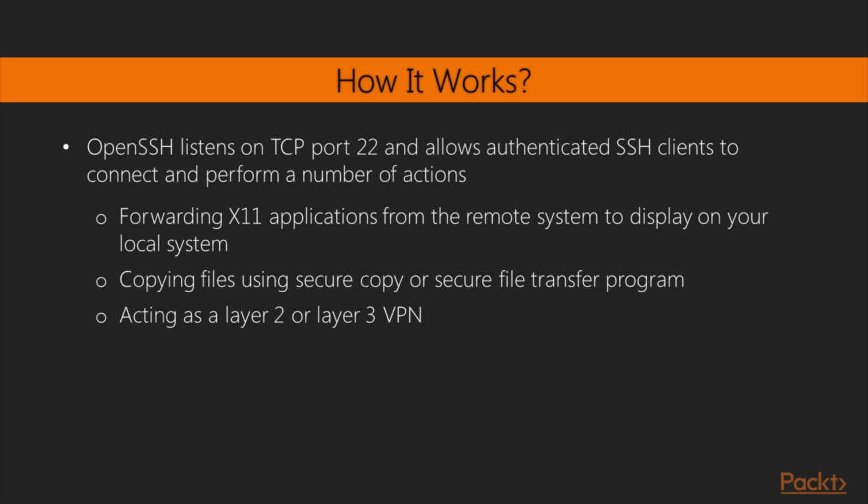Once installed, OpenSSH listens on TCP port 22 and allows authenticated SSH clients to connect and perform a number of actions, including the following: obtain a shell, the most common usage; forwarding defined TCP ports from the client to the server or vice versa, including ports on remote systems; dynamically forwarding TCP ports by acting as a SOCKS proxy for any application that supports SOCKS 4 or SOCKS 5; forwarding X11 applications from the remote system to display on your local system; copying files using SCP, Secure Copy, or SFTP, Secure File Transfer Program.